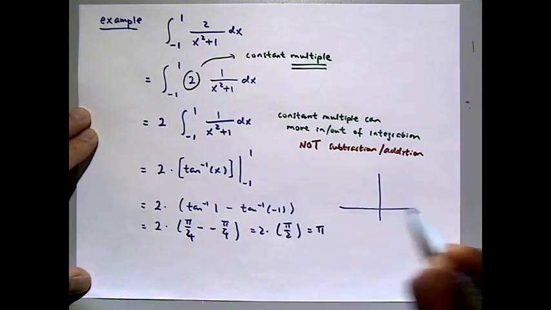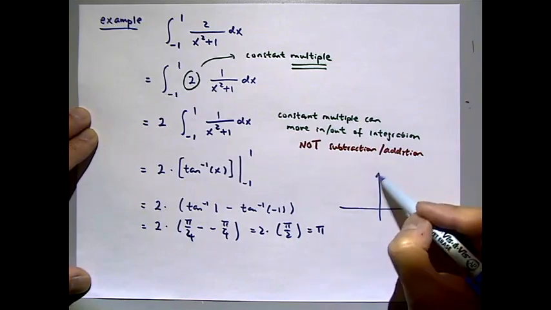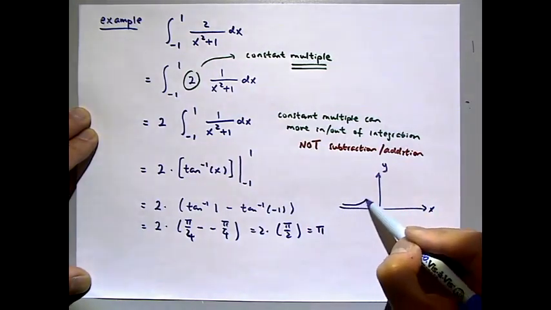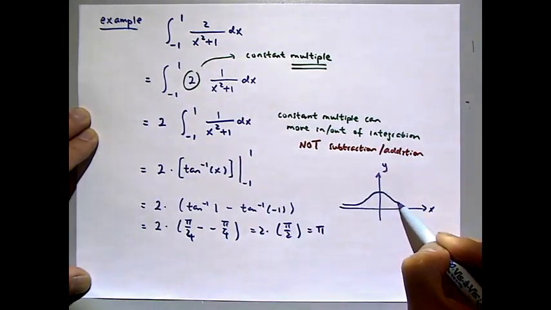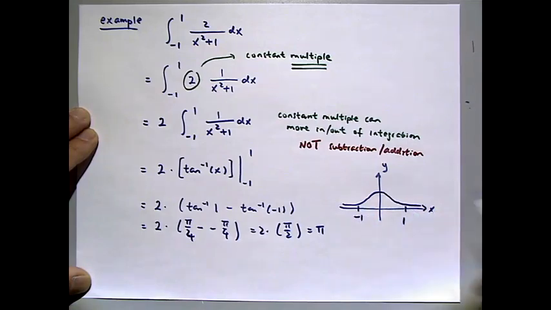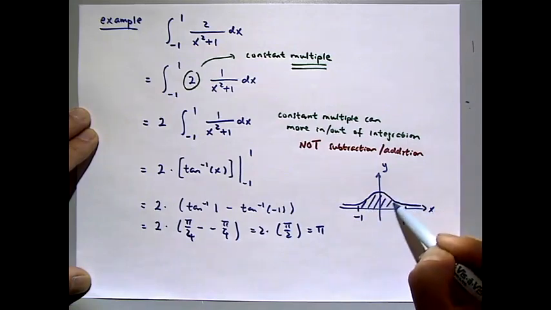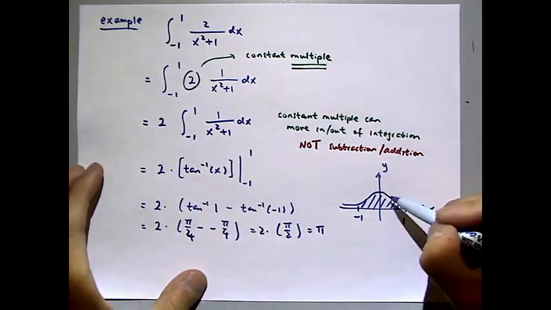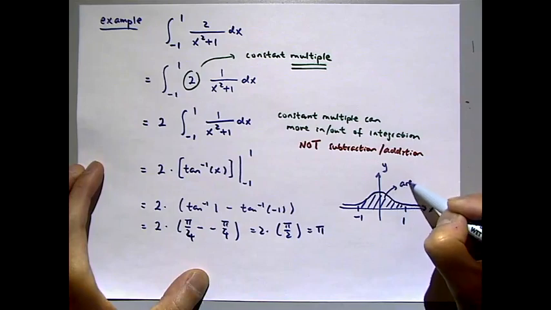Okay, that pi is a number, fine. But what's amazing about this result is if you graph this function, it looks kind of like a bell curve. So what we're saying is that this area under that bell-like shape from minus 1 to 1 has an area of pi.